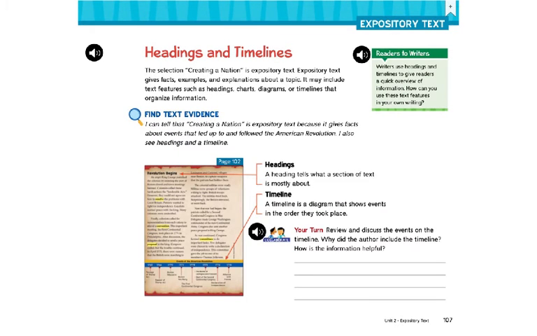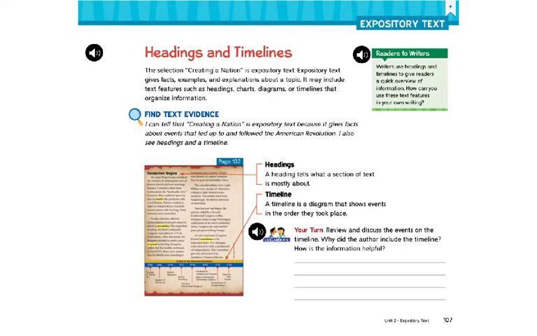Now, when we were looking at our shared read, we also have a lot of headings and timelines, which are unique to expository texts. Since expository texts are informational, they are going to give you facts, examples, and explanations about a topic. It may include text features such as headings, charts, diagrams, or timelines that organize this information. I can tell that Creating a Nation is an expository text because it gives facts about events that led up and followed the American Revolution.